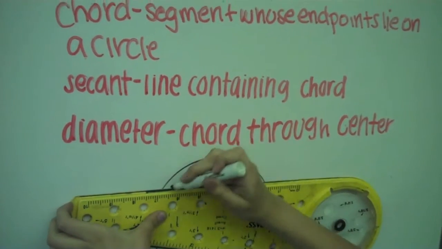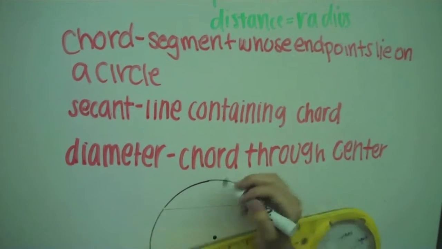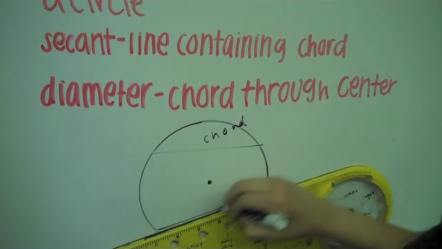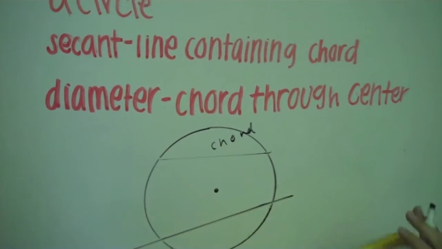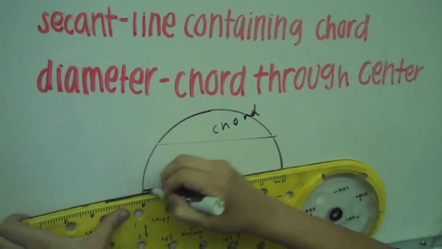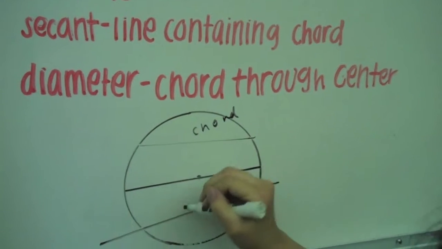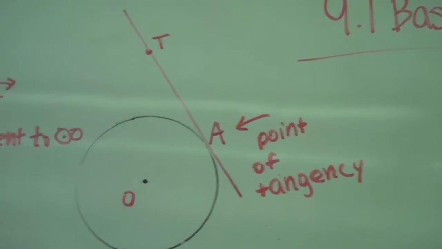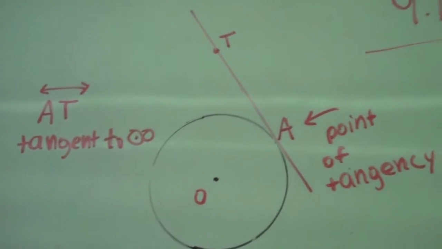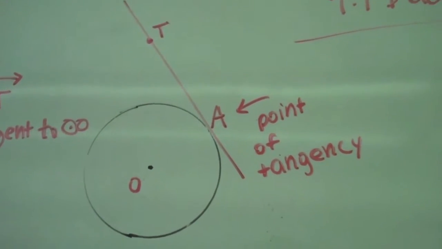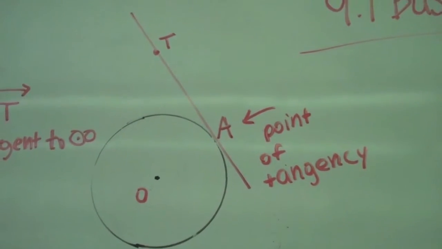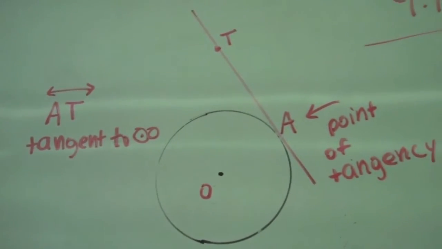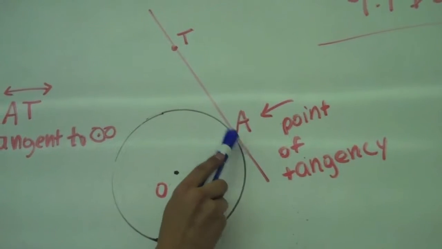A chord is a segment whose endpoints lie on a circle. A secant is a line that contains a chord. A diameter is a chord that contains the center of a circle. A tangent is a line in the plane of a circle that intersects the circle in exactly one point called the point of tangency. Line AT is tangent to circle O at point A.